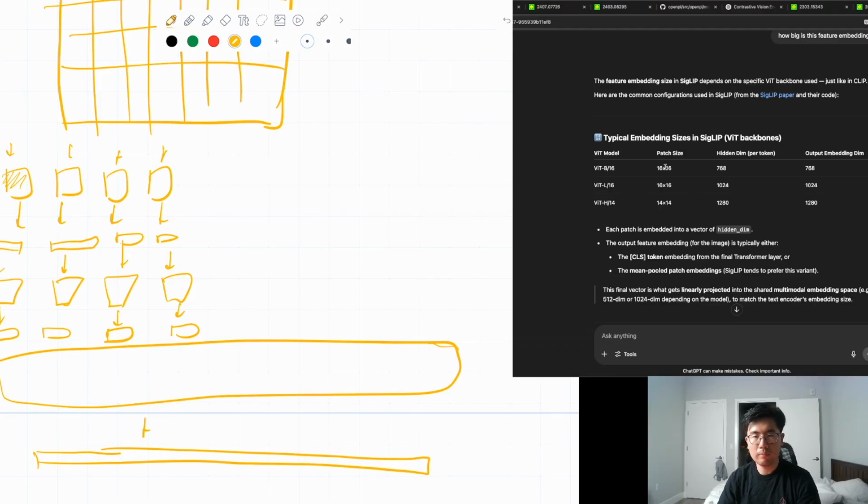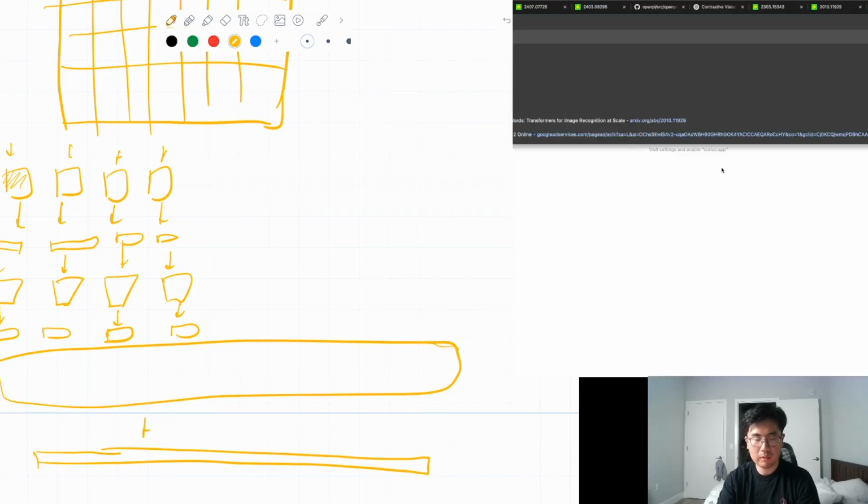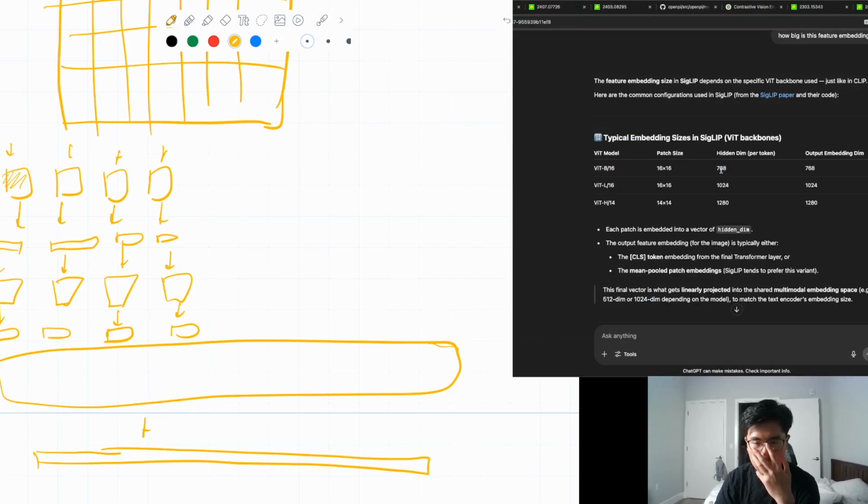So 16 for a 16 by 16 patch. So it's 16 times 16, which is 256.